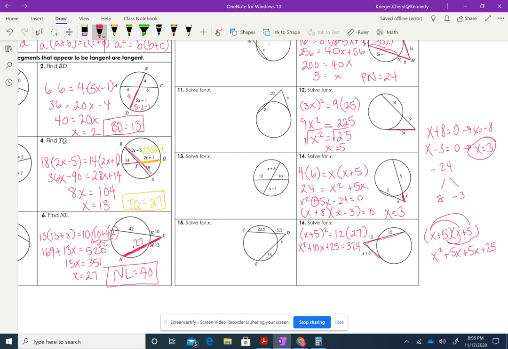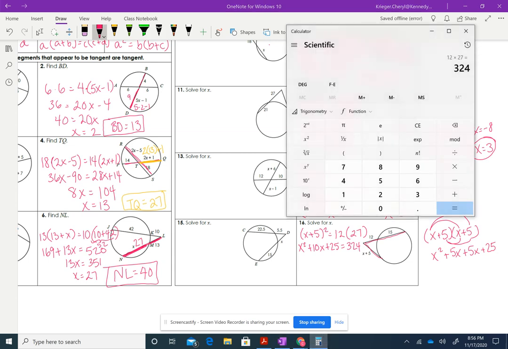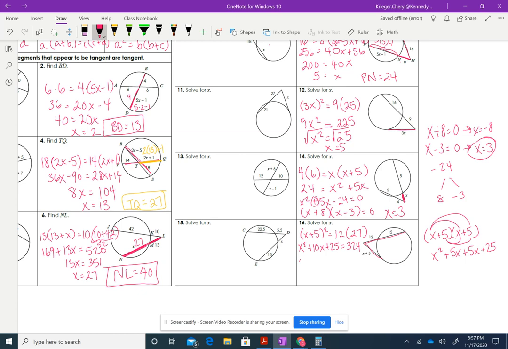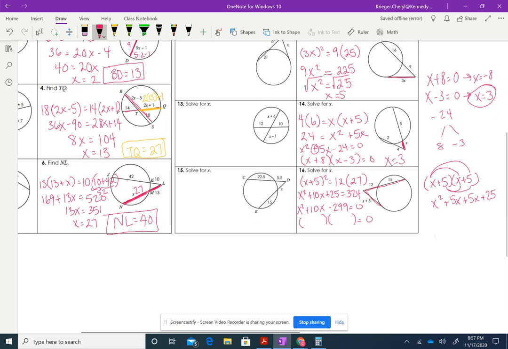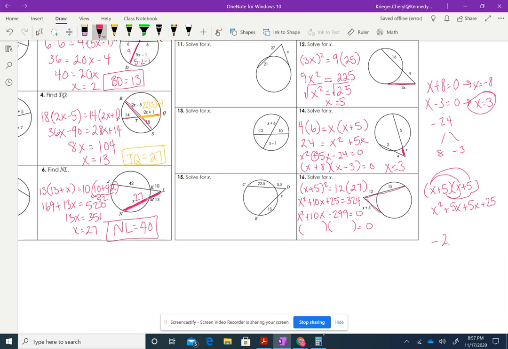Okay, so I am going to subtract 324 on both sides. So 25 minus 324 is 299. Okay, so this is x squared plus 10x minus 299 equals 0. And we'll factor this now. Okay, so this might be a little tricky. Negative 299.